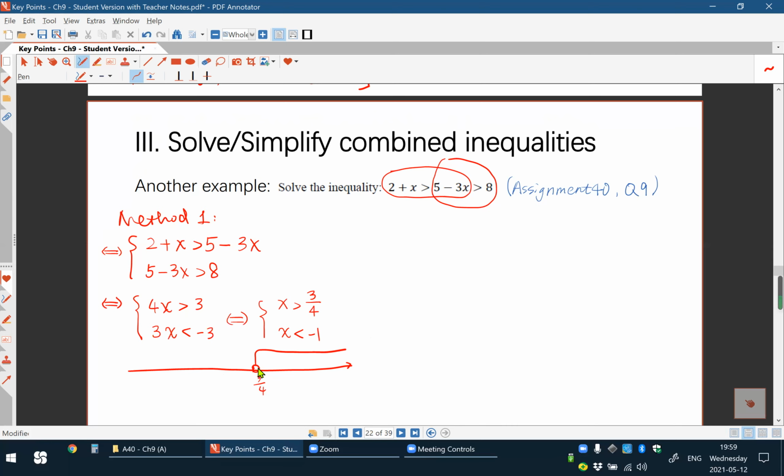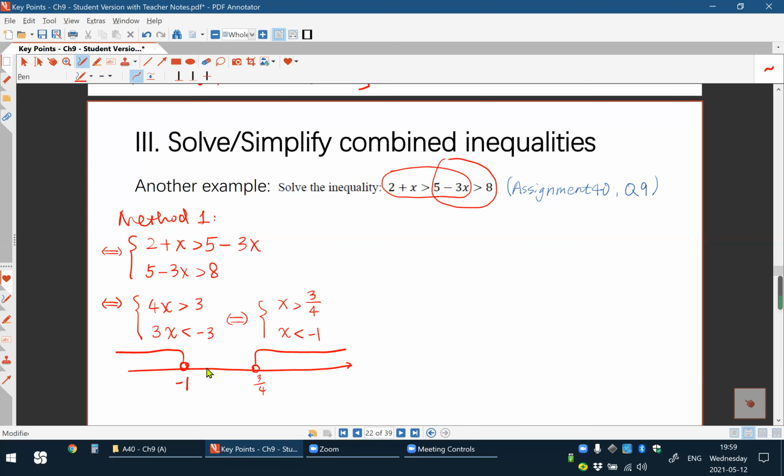Okay, so note that if it's an exclusive point, you should use a circle, not a dot, okay? Circle means they removed this value because x cannot be 3/4. So we have to remove this particular point, okay? And the second inequality tells us x should be smaller than -1. So -1 should be on the left-hand side of 3/4, right? So this is -1. Second inequality tells us that x should be smaller than this value.